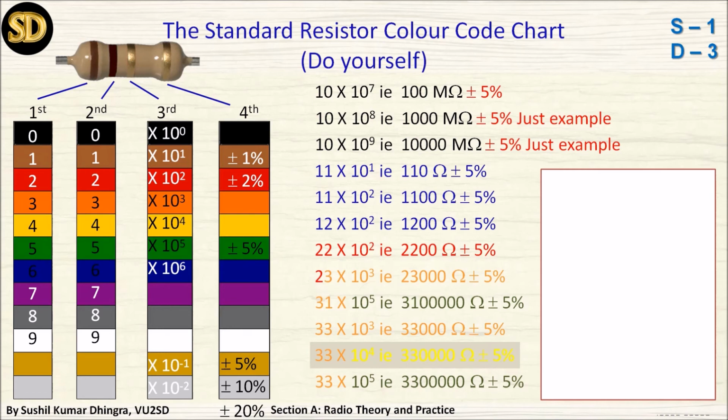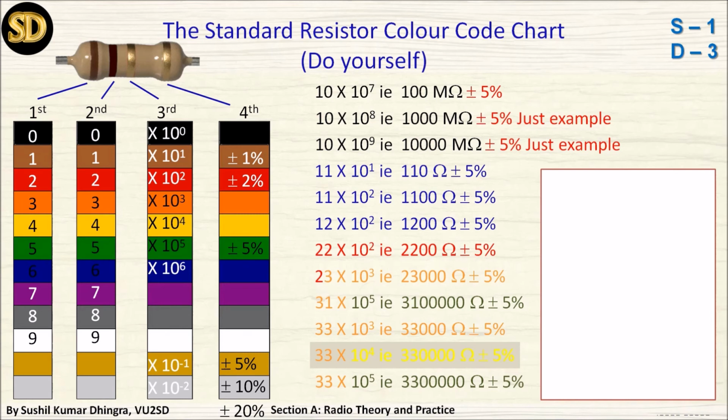Now this is quite different. There are two gold rings. First one brown, second black, gold. Now as the third ring is gold, it means it will be divided by 10. So what will the value be? I hope you have solved it.